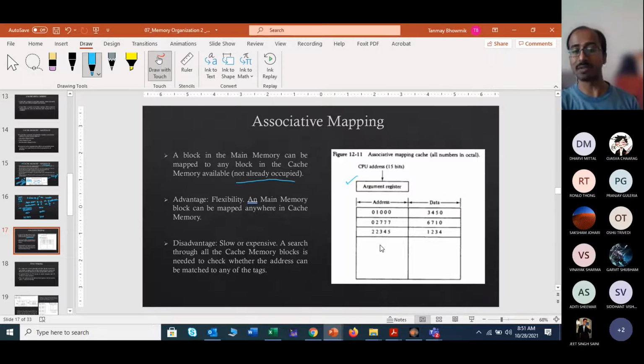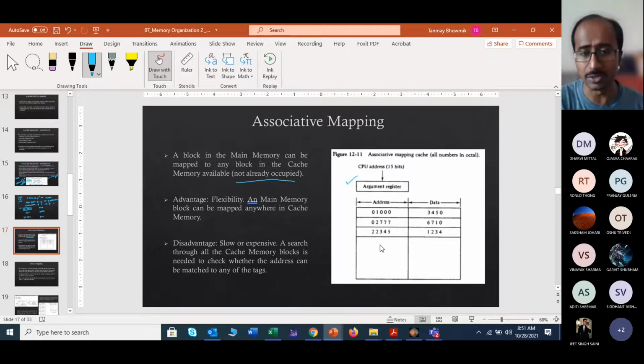So I hope you understood the advantage and disadvantage. The advantage is you have the option to select anyone. The disadvantage is it will be slow. The same thing applies to the associative mapping technique. The advantage is flexibility: a main memory block can be mapped anywhere in the cache memory, you just have to find an available location. The disadvantage is that it is slow. You have to search through all the cache memory blocks to find which one is vacant, and then you can put the data.